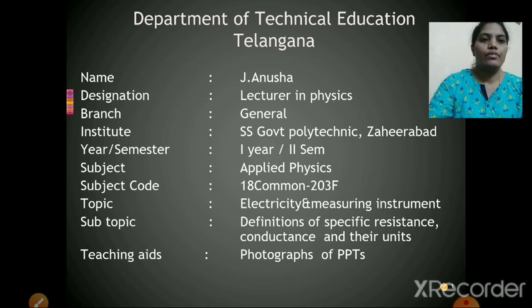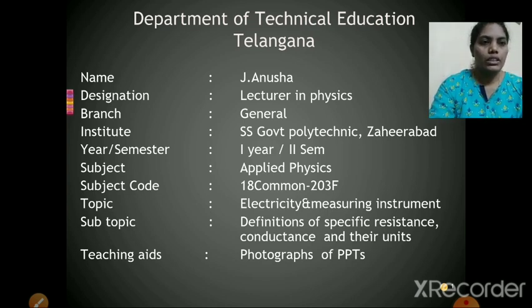Myself Che Anusha, working as lecturer in physics under the Department of Technical Education, Telangana. At present, I'm working at SS Government Polytechnic, Zahirabad, in the general section. The subject I'm dealing with for first year, second sem students is applied physics. The subject code of this is 18 common 203F.